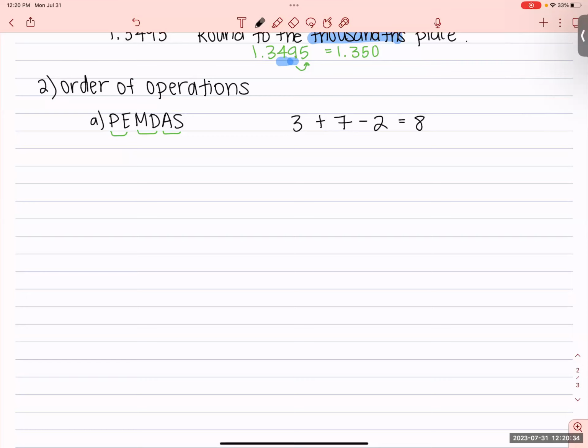If we had 3 minus 2 plus 7, it's not going to be 2 plus 7 minus 3. It's going to be, just read it left to right. 3 minus 2 is 1, plus 7, which is 8. So when you get into addition versus subtraction, multiplication versus division, parentheses versus exponents, they're the same order. You just do them left to right how they're written.